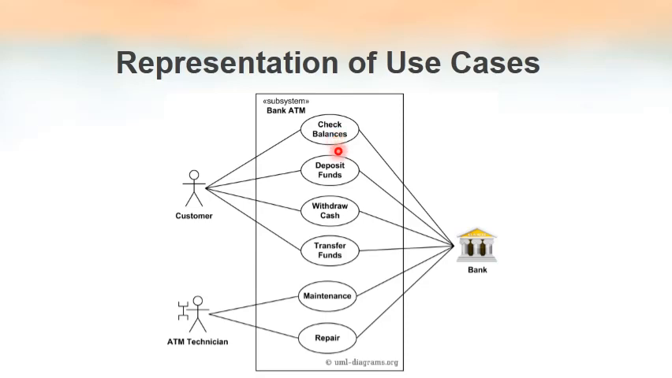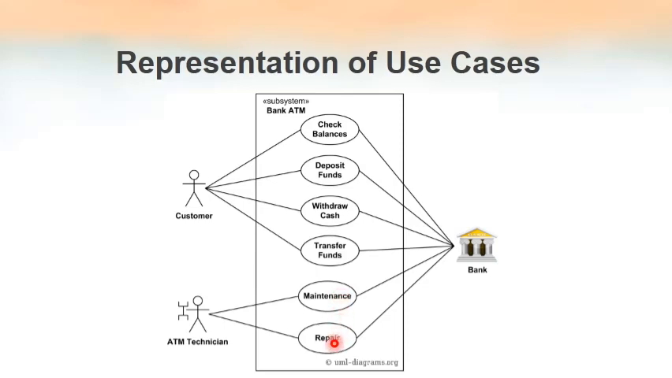When an ATM technician views an ATM, he can perform the maintenance and he also can repair the ATM. So when we think about an ATM technician, these two are the actions this user can perform with the ATM. When we think about a regular customer, these are the actions he can perform. So see the system boundary. This rectangle shape represents a system boundary, and here is the name of the system, that is bank ATM.